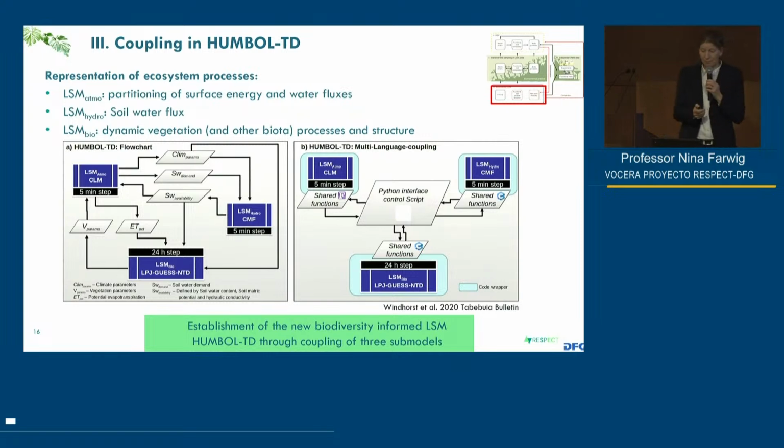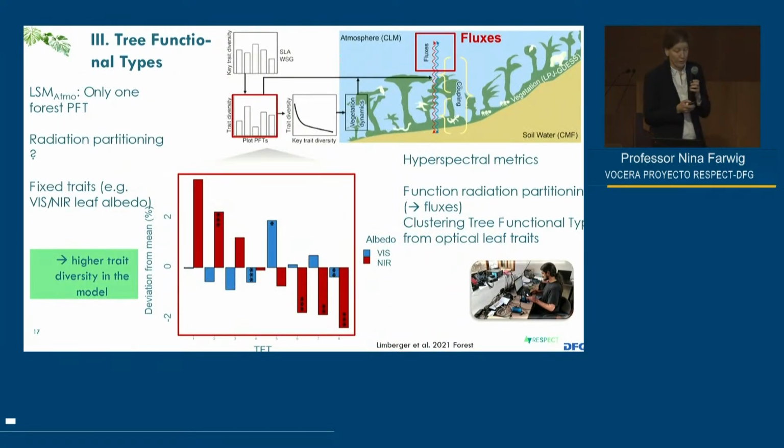And then I stated earlier that we need more trait diversity, also considering the fluxes between the biosphere and the atmosphere. And for that, we measured the radiation partitioning across more than 100 tree species. And what you can see here is that there are roughly 8 different classes for the 100 tree species that differ in the partitioning of radiation. And therefore, this also shows that considering trait diversity in these models is particularly important to better predict or project the fluxes between the biosphere and the atmosphere.